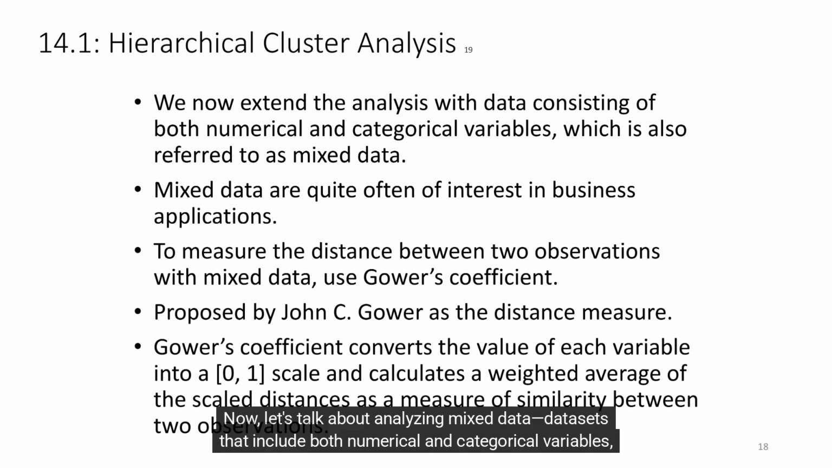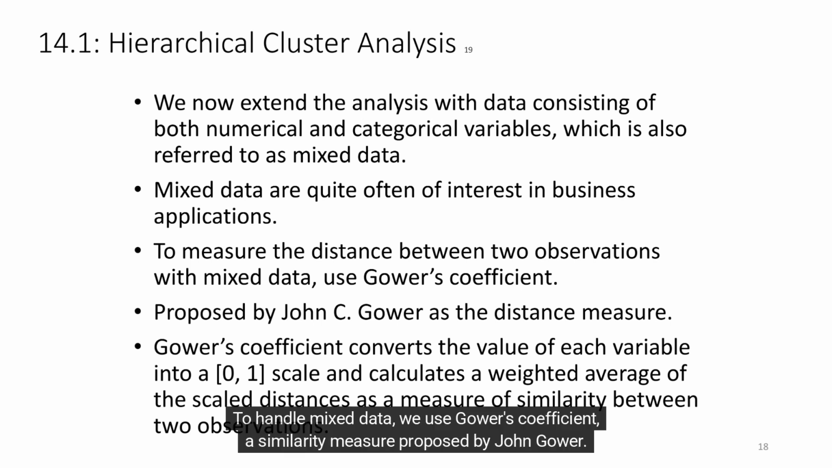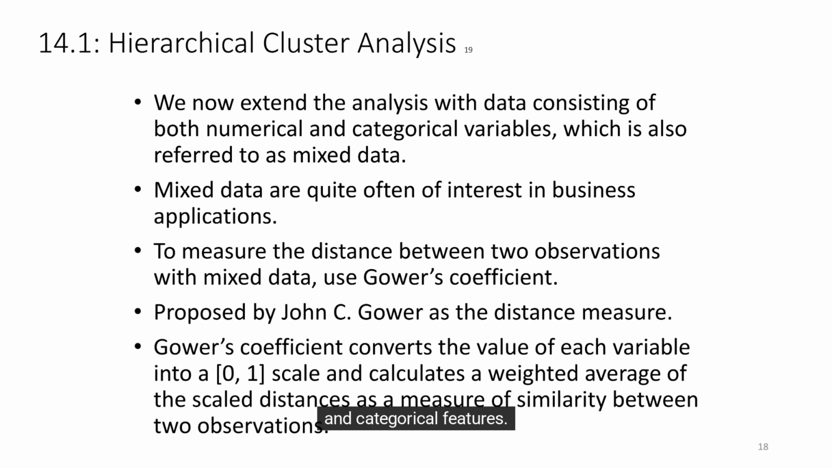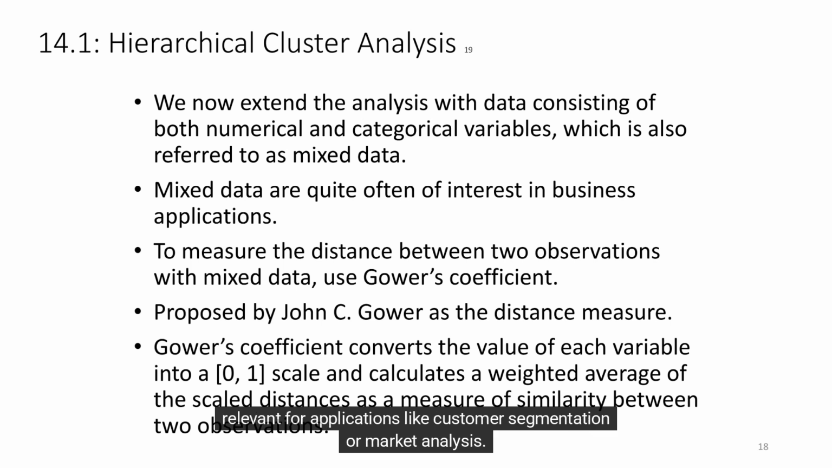Now, let's talk about analyzing mixed data, data sets that include both numerical and categorical variables, which are common in business applications. To handle mixed data, we use Gower's coefficient, a similarity measure proposed by John Gower. Gower's coefficient scales all variables to a range between 0 and 1, ensuring comparability between numerical and categorical features. It then calculates a weighted average of the scaled distances to measure similarity between observations. This approach is particularly useful for clustering data sets with diverse variable types, making it highly relevant for applications like customer segmentation or market analysis.